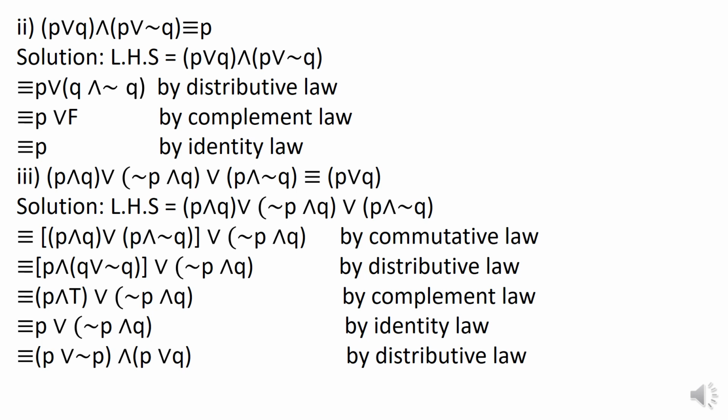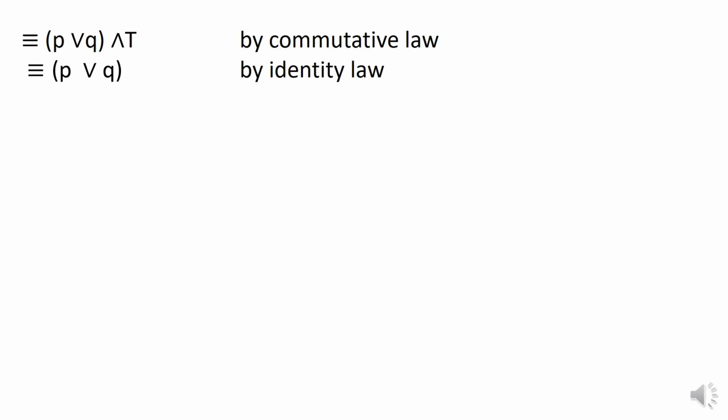Now in the first bracket, P or not P is given, true or false, which is true. Thus we get true and P or Q by means of complement law. So in the next step, we just change the order of writing and write it as P or Q and T by commutative law. And we get P or Q by identity law, because P and T is P. Thus we get the given statement, which is equal to RHS.